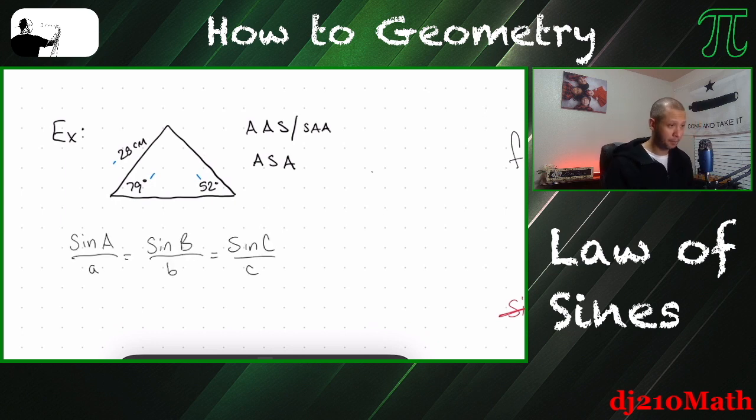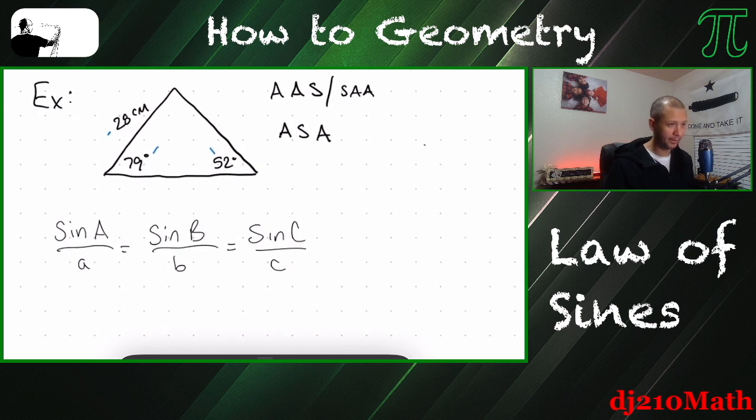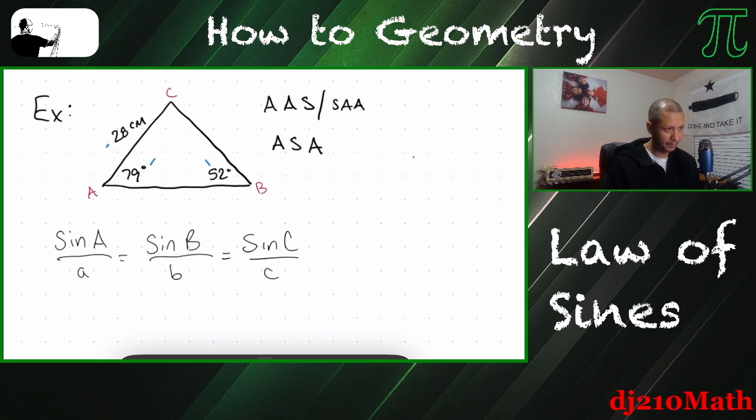Okay, sine of big A over little a, sine of big B over little b, and sine of big C over little c. All right, in this particular scenario, there are no A's, B's, or C's, like nothing is labeled. So we can label the triangle any way we want. I'm going to do it like this. So A, B, and C.